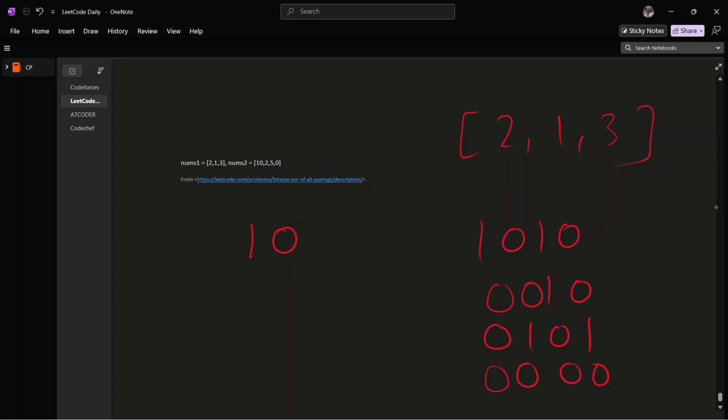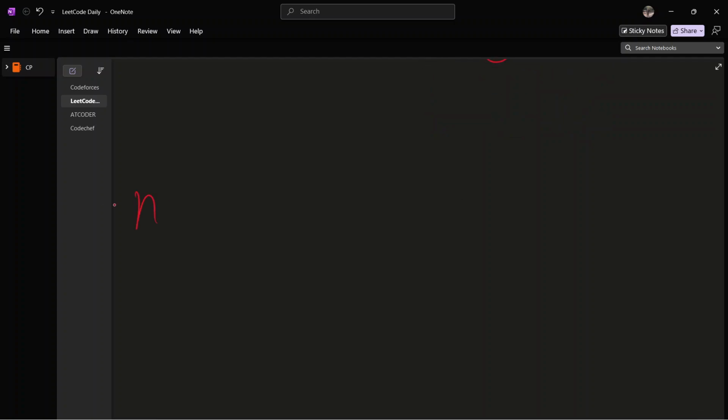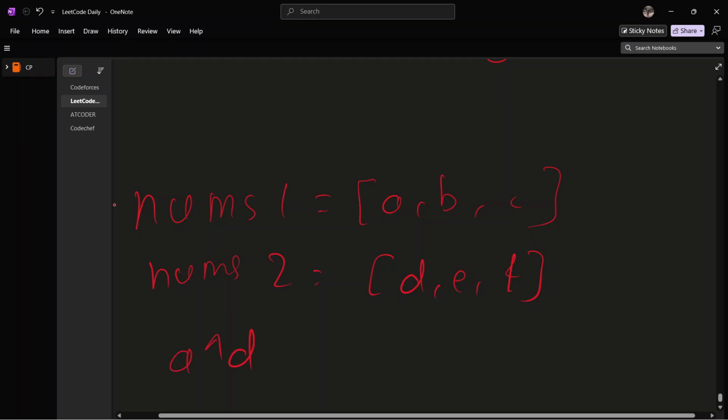Let's say I want to take the bitwise XOR of this number with every number. And finally, I will take the bitwise XOR of each of these numbers. Right? What I'm trying to say is, let's say this is nums1, which consists of A, B, C. And this is nums2, which is D, E, F. So my final array will look like A XOR D, A XOR E, A XOR F, similarly B XOR D, B XOR E, then B XOR F, right?